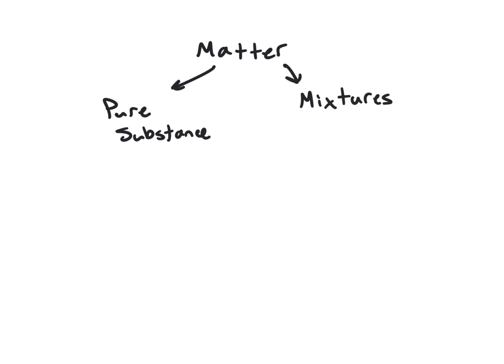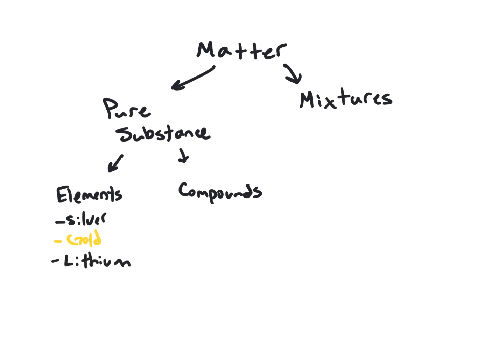Now, I'm just going to write the word matter here at the top, and I'm going to split matter into two sides. We've got pure substances on the left, and we've got mixtures on the right. As we know, pure substances are split up into either elements or compounds. Examples of elements could be silver or gold or even lithium or carbon. All of these examples could be described in their simplest form as atoms.